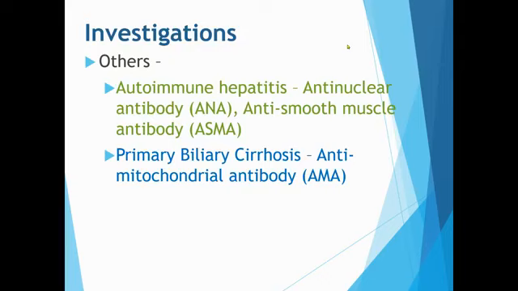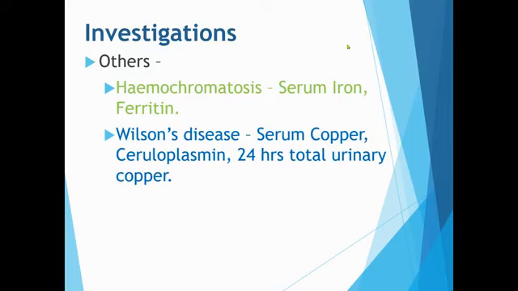Suppose if you suspect that this patient has hemochromatosis, then what will you do? You will go for serum iron and serum ferritin level. And in case of Wilson's disease, you will go for serum copper, ceruloplasmin, and 24 hours total urinary copper level. Because we know in hemochromatosis there is iron overload, and in Wilson's disease there is copper overload.